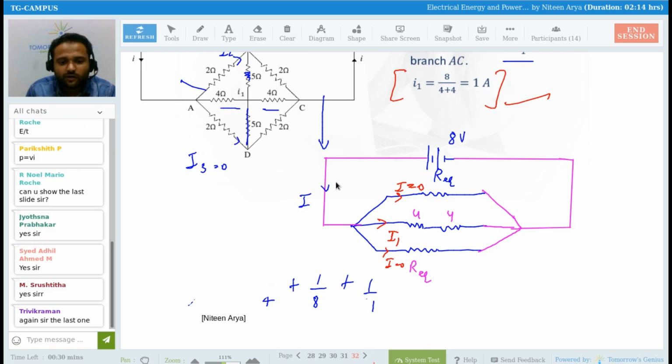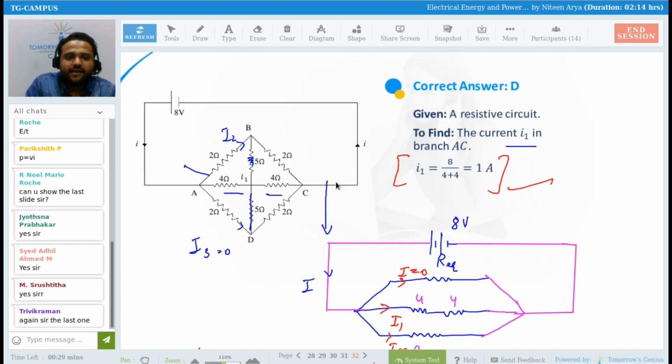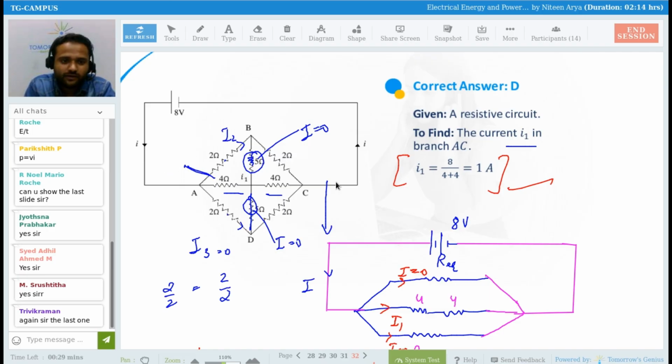I'm telling you using the concept of Wheatstone bridge. See, as I already discussed, when this and this are going to be equal to this and this, the ratio of 2 by 2 is equal to 2 by 2, right? This is 2 by 2, this is 2 by 2. So the current here is going to be 0, and here as well it is going to be 0. There is no current flowing in this wire or in this wire. The current, only and only I1, we have, simple, in the given circuit. Clear?